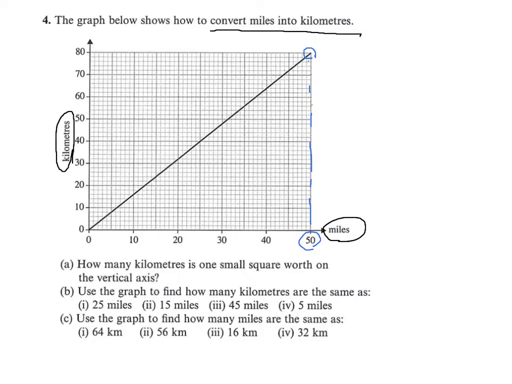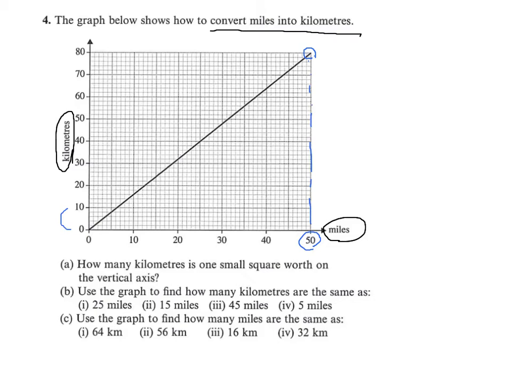How many kilometers is 1 small square worth? Oh, well, that's easy. Over there on the left, you've got 5 squares taking you from 0 to 10. And so divide 10 by 5, and you get, oh, each one's 2 kilometers, right? That's easy. Use the graph to find how many kilometers are the same as 25 miles.